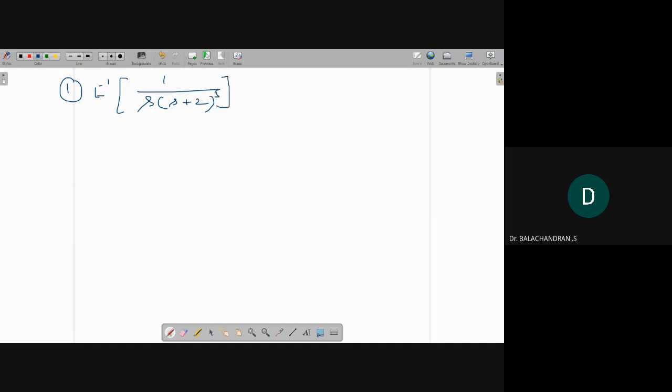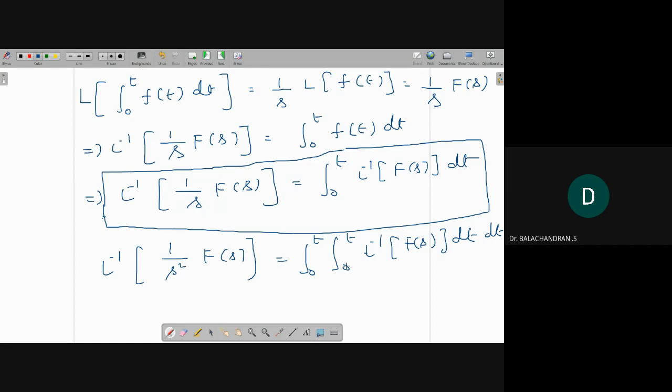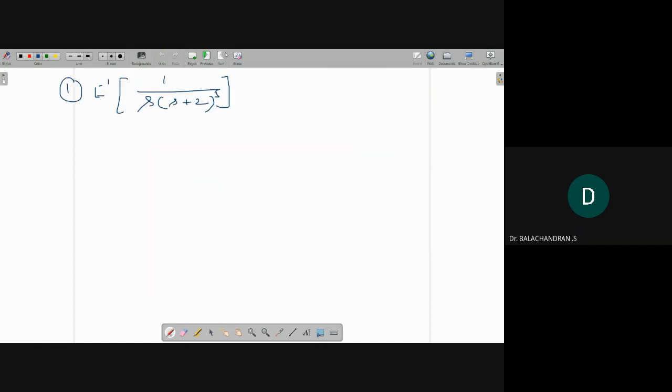Okay, I forgot to tell one more thing. Similarly, L inverse of 1 by s square into F of s: then you need to replace 1 by s square by integral 0 to t, 0 to t, L inverse of F of s, dt into dt. So if you have s cube, it means you have a triple integral. So now, instead of 1 by s, I will replace by integral 0 to t of L inverse of F of s.